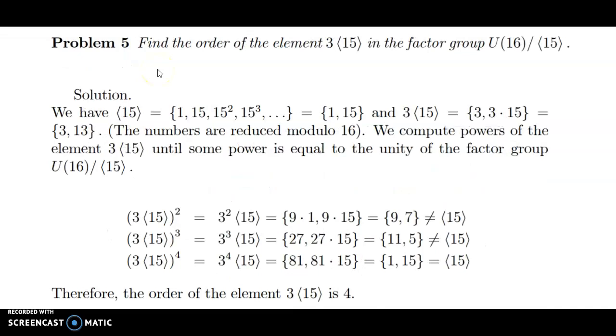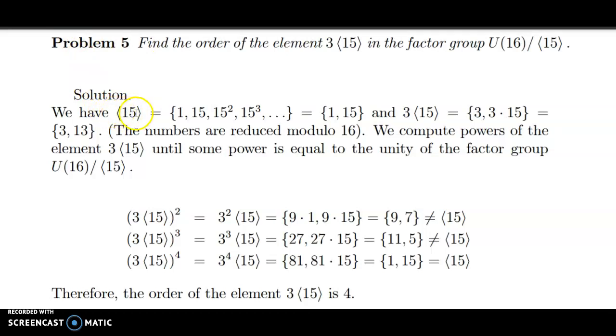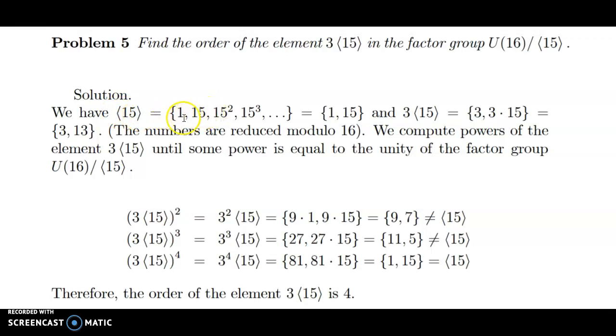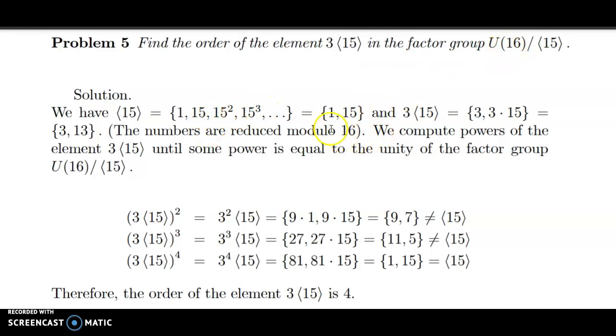Problem 5. Find the order of the element 3 times the subgroup generated by 15 in the factor group U16 factored by the cyclic group generated by 15. First, what are the elements in the cyclic group generated by 15? Here we have all powers of 15. They must be computed mod 16, and only two numbers are different. So this subgroup contains two numbers, 1 and 15 only.